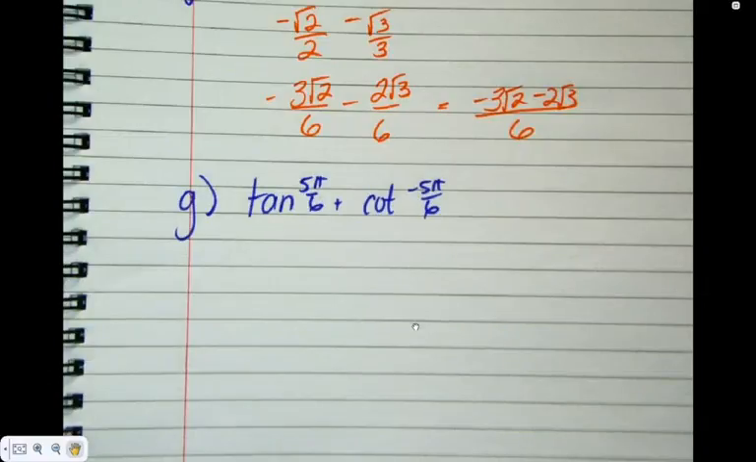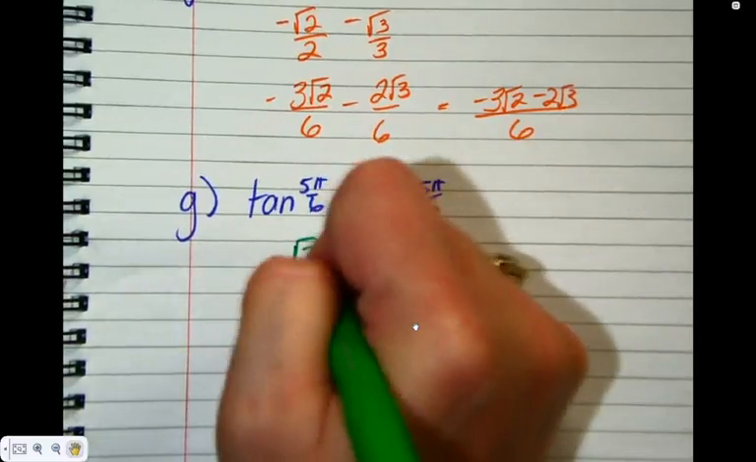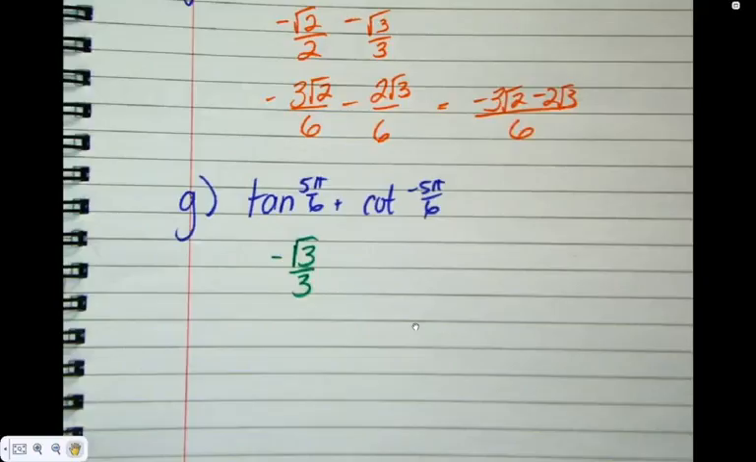Tan 5 pi on 6 we just did in the last question. What's tan of 5 pi on 6? Why is it negative? Quadrant 2. Okay, now I got to deal with cotan. I got to deal with this negative. I'm going to ignore cotan first. I'm just going to link it to tan. What's tan of 5 pi on 6? Root 3 on 3.